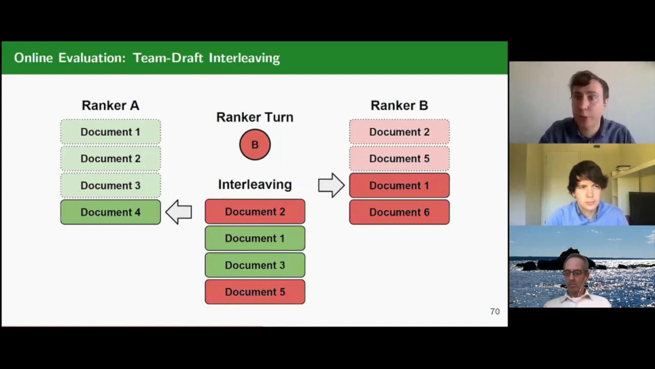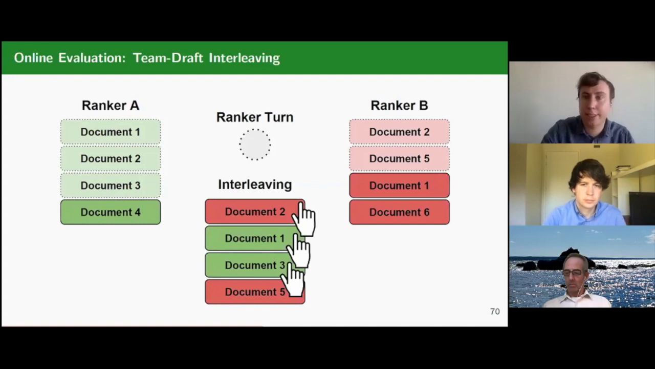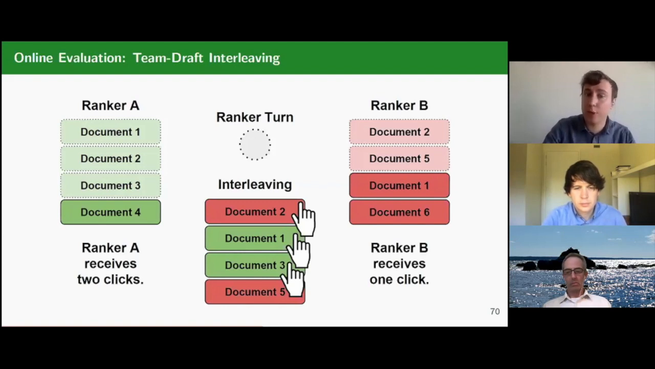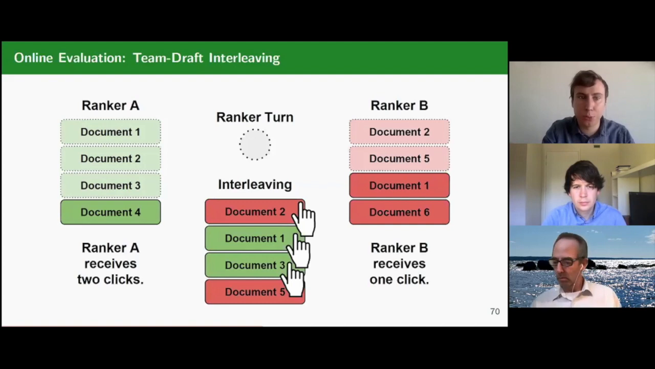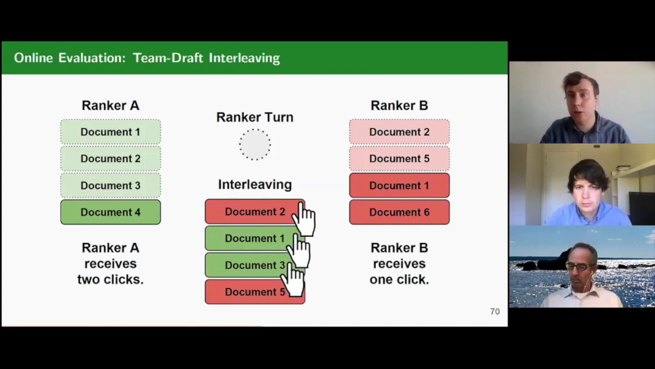Now this interleaved ranking can be shown to a user, and the user might click on certain documents. So the user might decide to click on documents 2, 1, and 3. From this, we can infer that ranker A may have been better than ranker B. Specifically, we see that ranker A received 2 clicks, while ranker B received only 1 click. So this is just one of many interleaving techniques that can be used to essentially evaluate whether a particular ranking system is better than another ranking system.